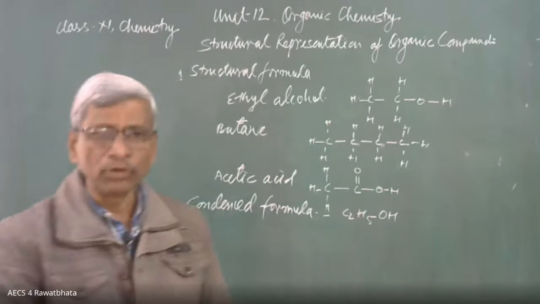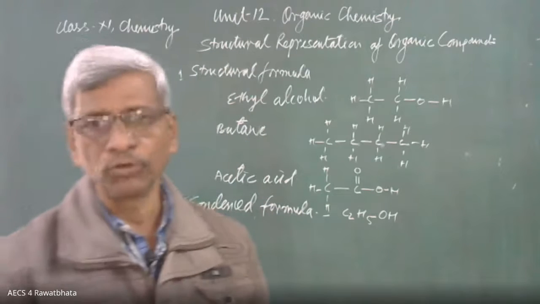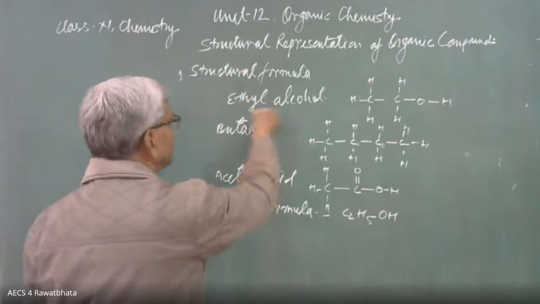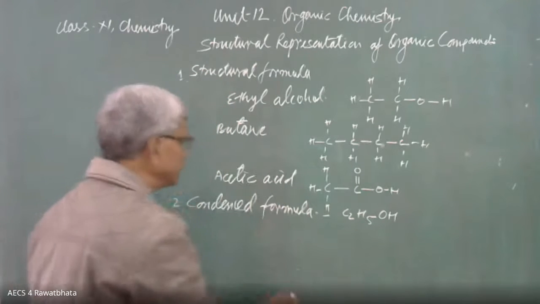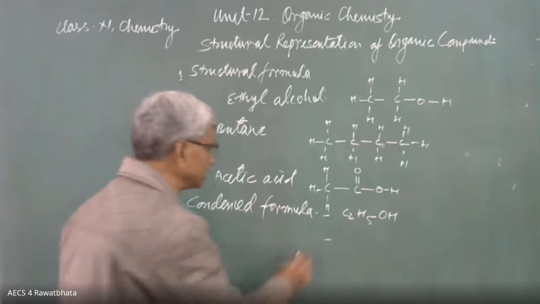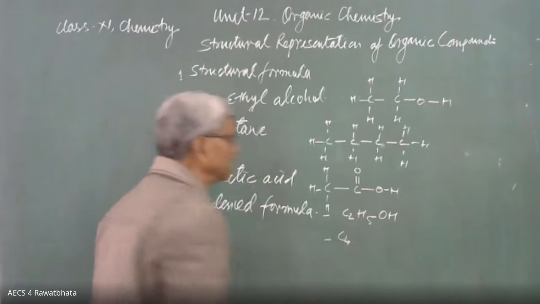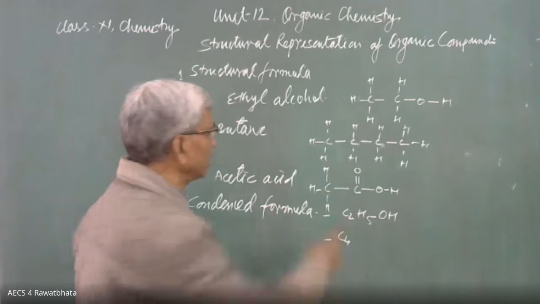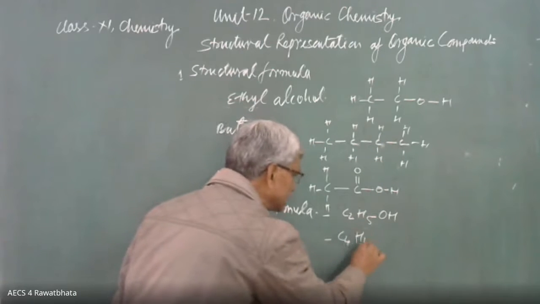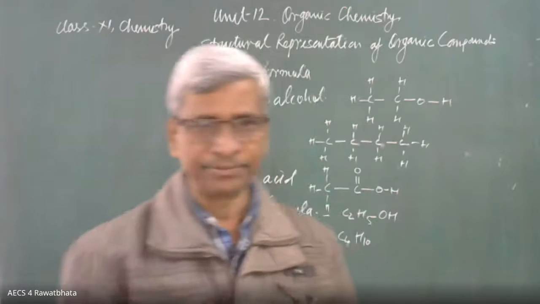This is called molecular formula. Sometimes condensed formula is also called molecular formula of the compounds. This is C2H5OH of ethyl alcohol. The second compound is butane. Its condensed formula: number of carbon atoms are 4, C4, and hydrogen atoms are accordingly 3, 3, 6, and 4, 10, C4H10. This is a saturated hydrocarbon, alkane.